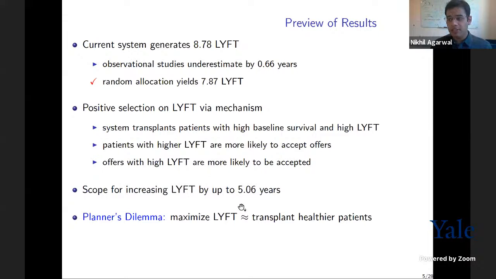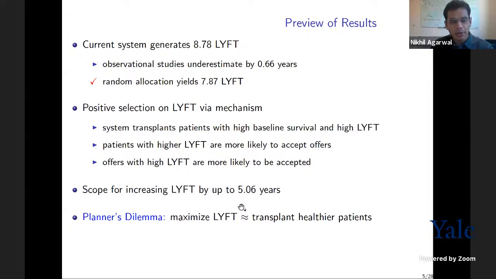We're also going to find that patients who have a high LYFT from a particular offer are more likely to accept that offer. So that's going to result in some selection because seeing the choices might be good in trying to get patients the kidneys that are best suited for them. And so these sources of selection are resulting in some gap between observational studies and our estimates, and that could have consequences for the types of assignments that you would recommend.